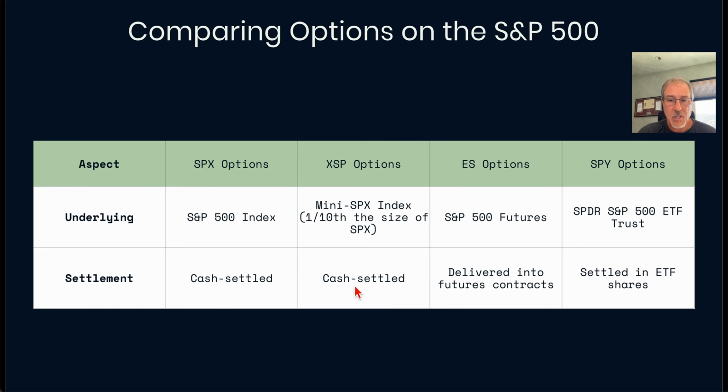So these two are cash settled. This is delivered to you in futures contracts. This is settled out in ETF shares of SPY. So in the futures contract, if you have not traded futures before, one of the nuances of futures trading is there are 4 expirations of the ES futures contracts per year, and then each one of those quarterly expirations of the futures contract has a whole host of options expirations under it.